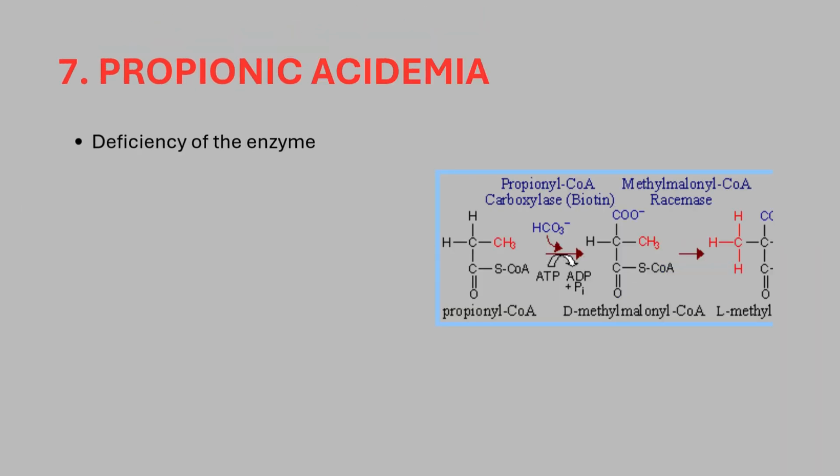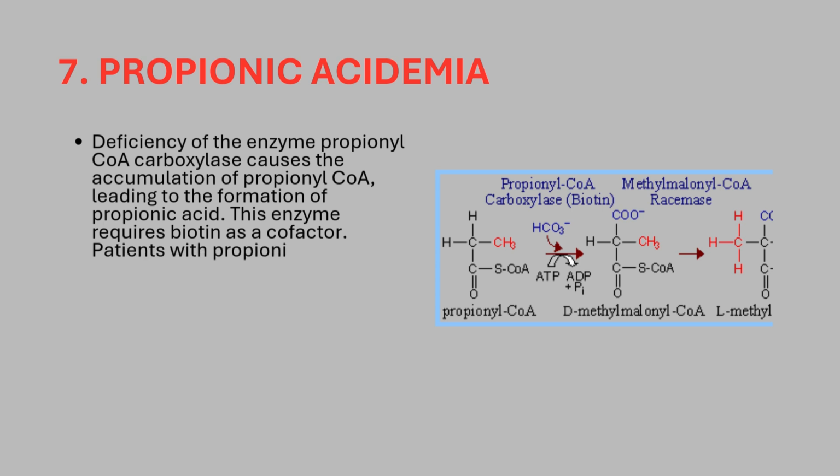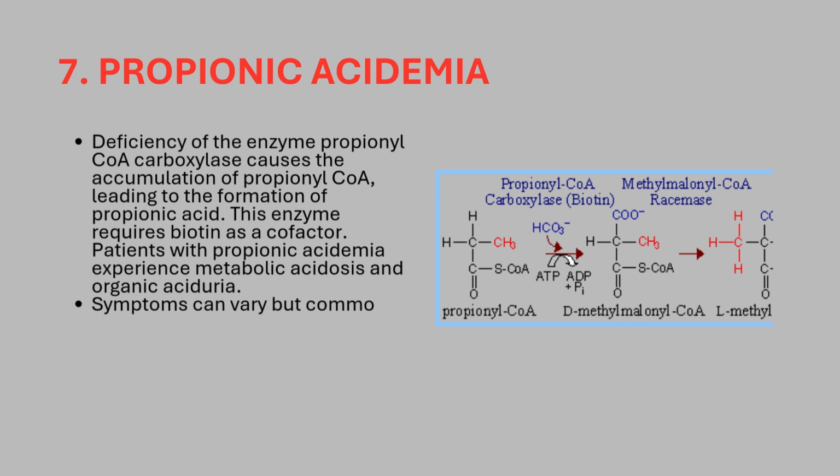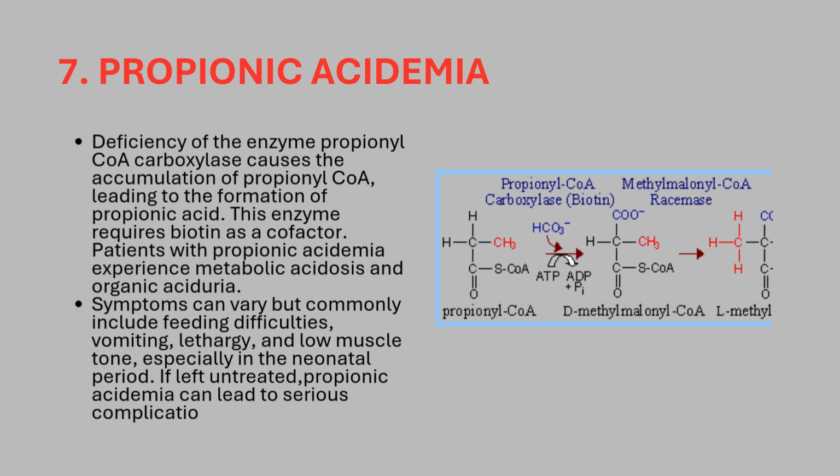Number 7. Propionic acidemia. Deficiency of the enzyme propionyl-CoA carboxylase causes the accumulation of propionyl-CoA, leading to the formation of propionic acid. This enzyme requires biotin as a cofactor. Patients with propionic acidemia experience metabolic acidosis and organic aciduria. Symptoms can vary but commonly include feeding difficulties, vomiting, lethargy, and low muscle tone, especially in the neonatal period. If left untreated, propionic acidemia can lead to serious complications like seizures, coma, and even death.